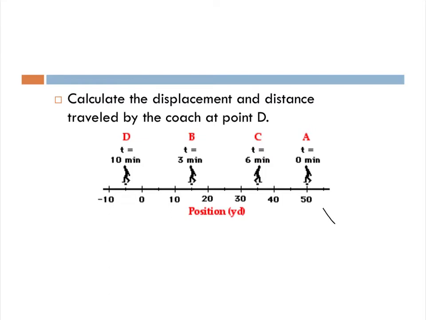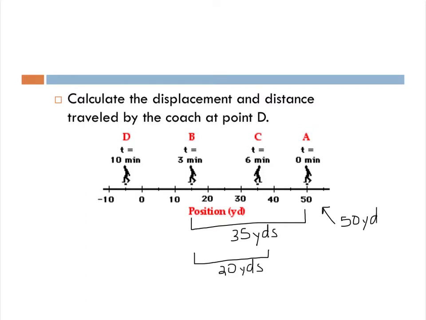So we start at A, which in this case begins at position 50. I know that we start at position A because time is equal to 0 here. So we go from position A to position B. We traveled 35 yards in this case. From B, we go to C. And here we travel 20 yards. So total distance is 55 yards.